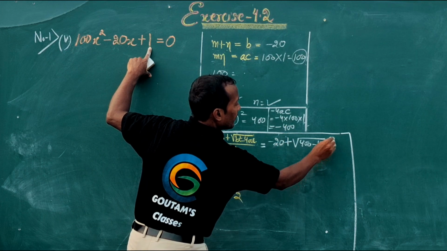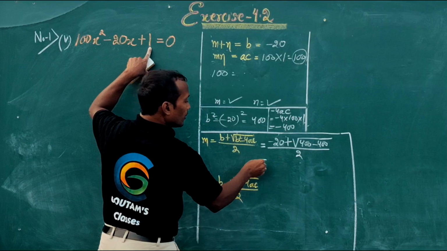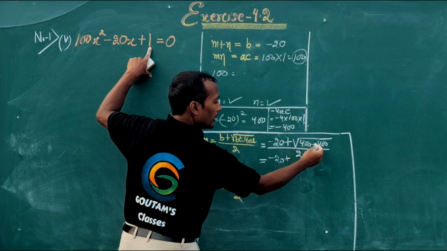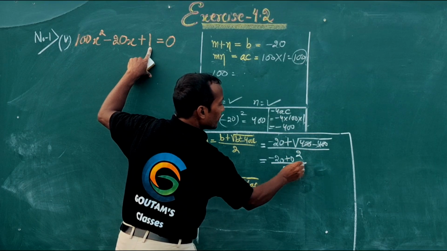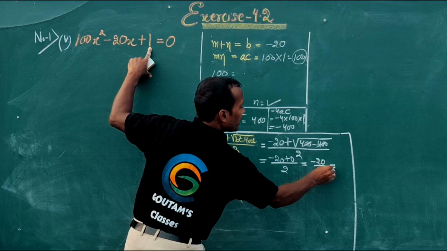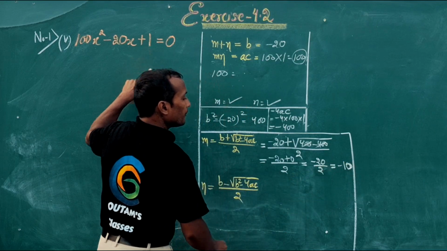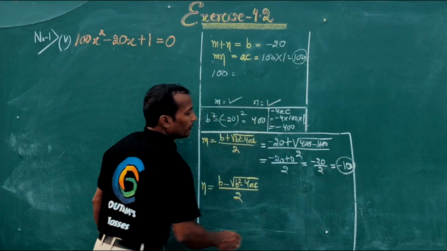Let me write minus 400 by 2. So you get minus 20 plus root of 400 minus 400, which is 0. So root of 0 is 0 by 2. Minus 20 plus 0 is minus 20 by 2. That gives minus 10. Value of m is minus 10.